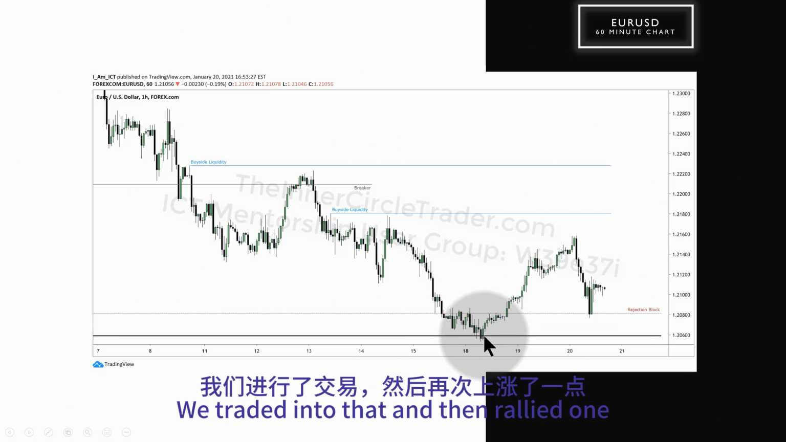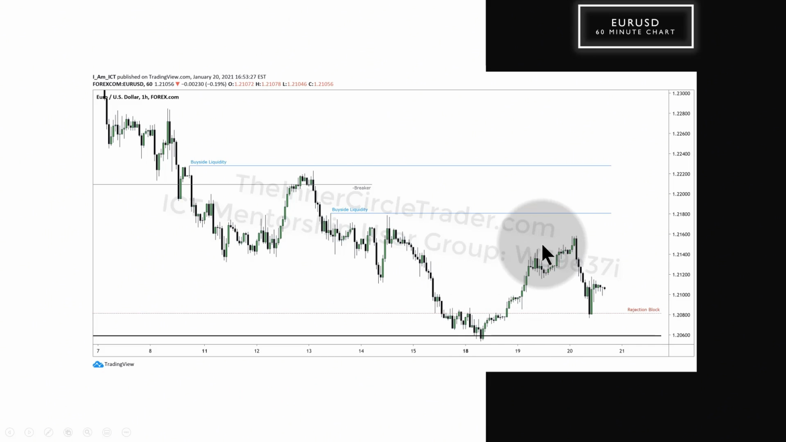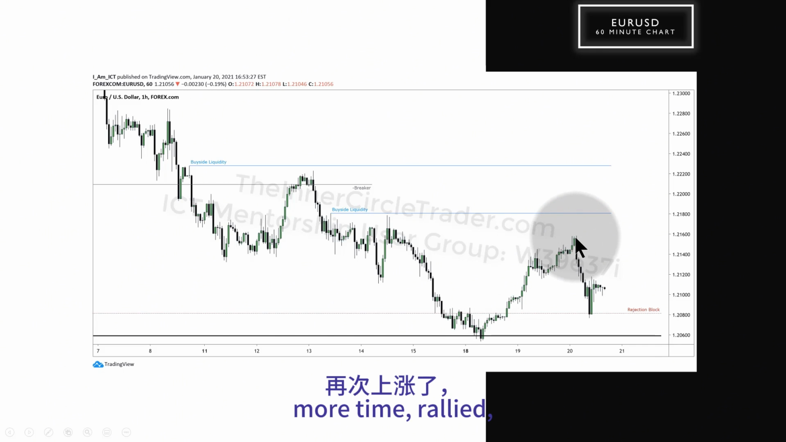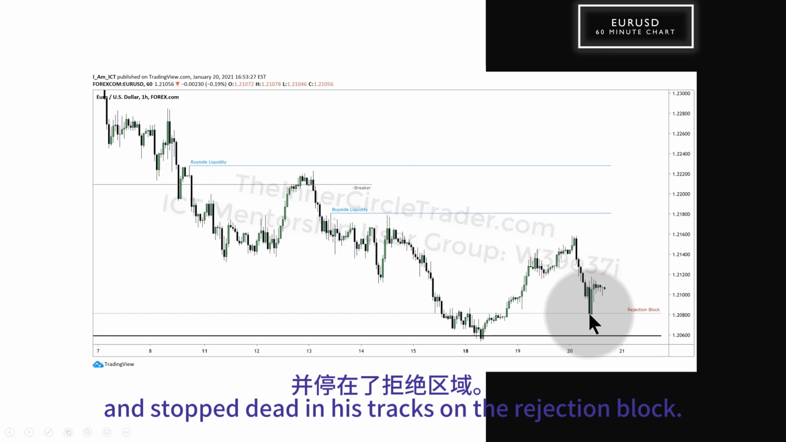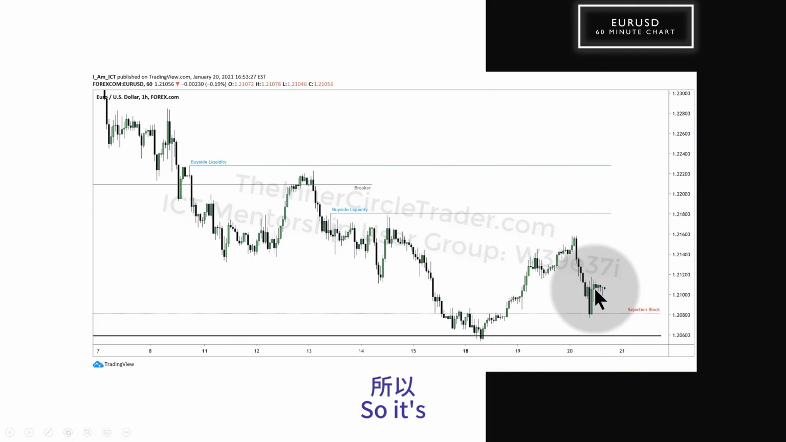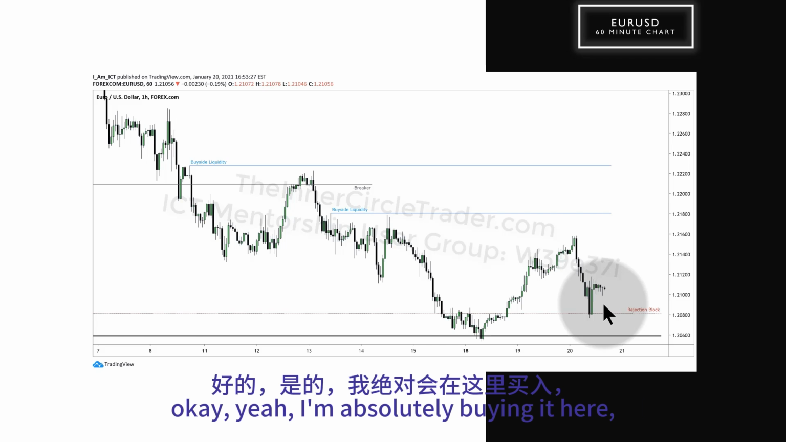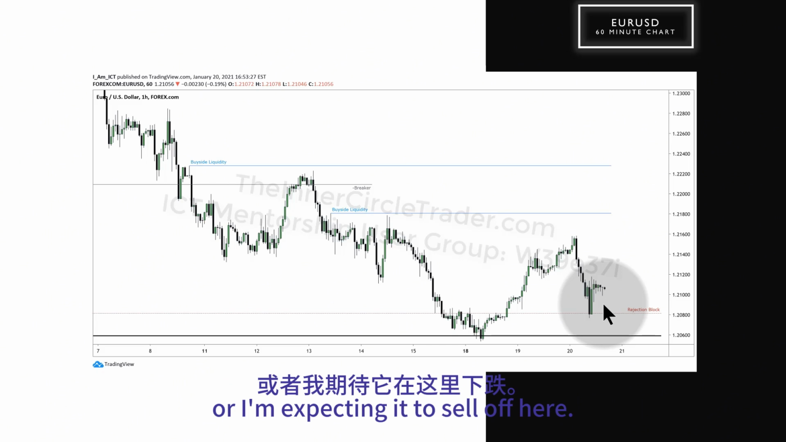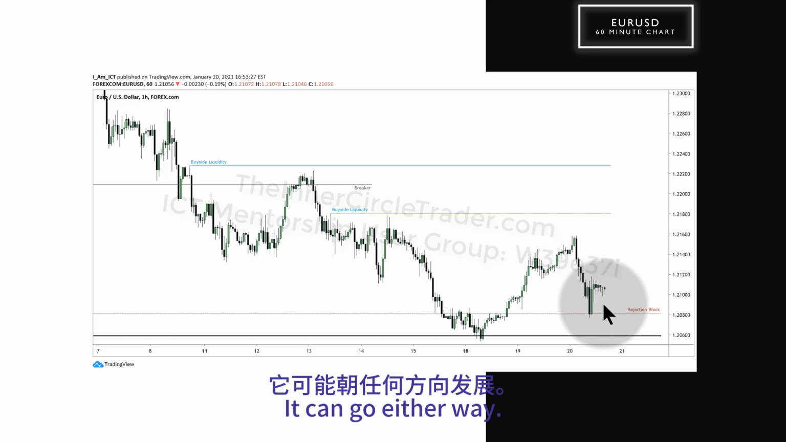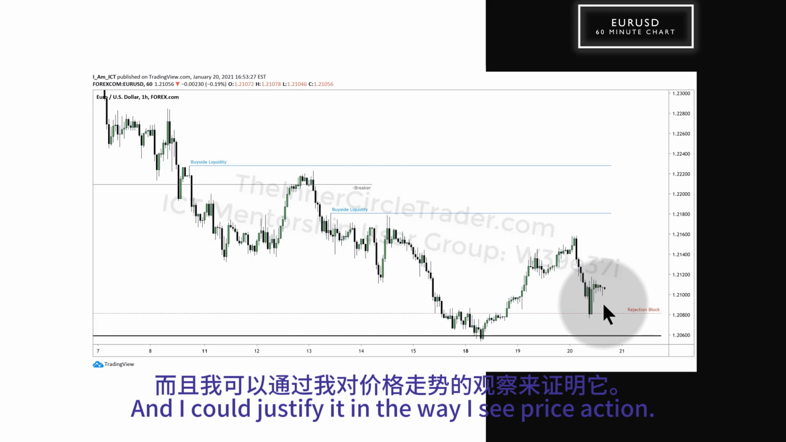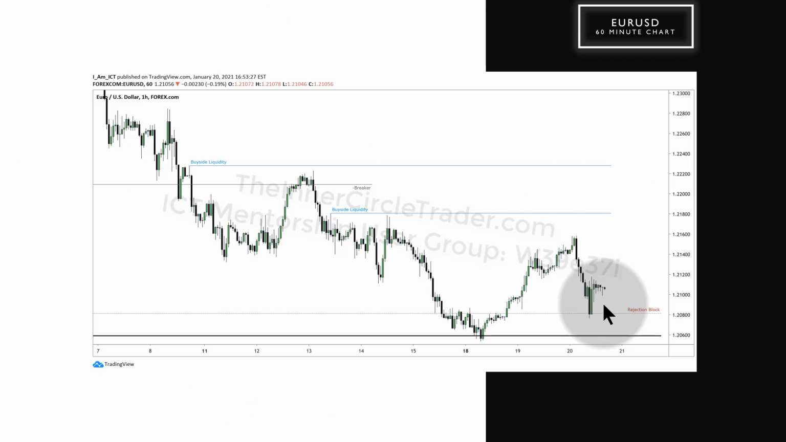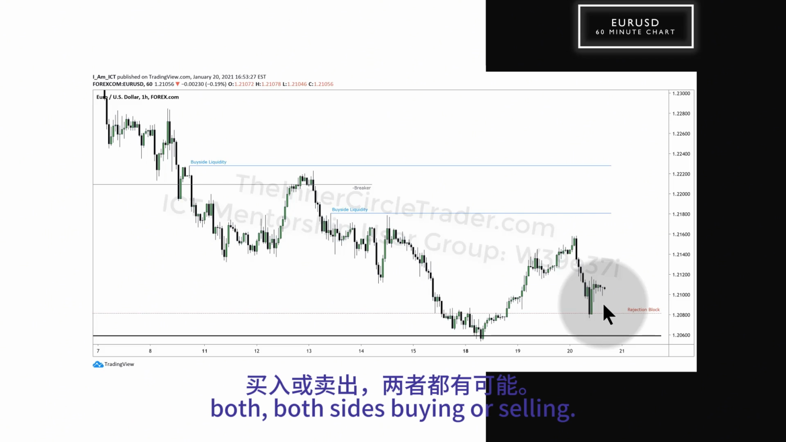We traded into that and then rallied one more time, and then broke down and stopped dead in its tracks on the rejection block. So it's not at a period where I would go in and say, okay, I'm absolutely buying it here, or I'm expecting it to sell off here. It can go either way, and I could justify it in the way I see price action. I could see it very easily, both sides, buying or selling.